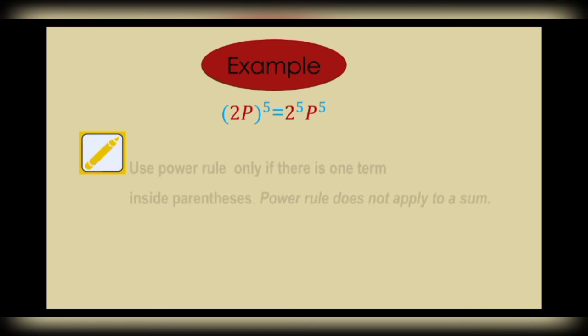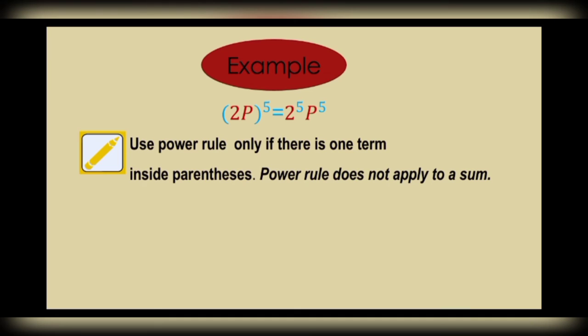Note this point. Use the power rule only if there is one term inside the parenthesis. The power rule does not apply to a sum. For example, 4x whole to the power of 2 is equal to 4 squared into x squared. But 4 plus x whole squared is not equal to 4 squared plus x squared.